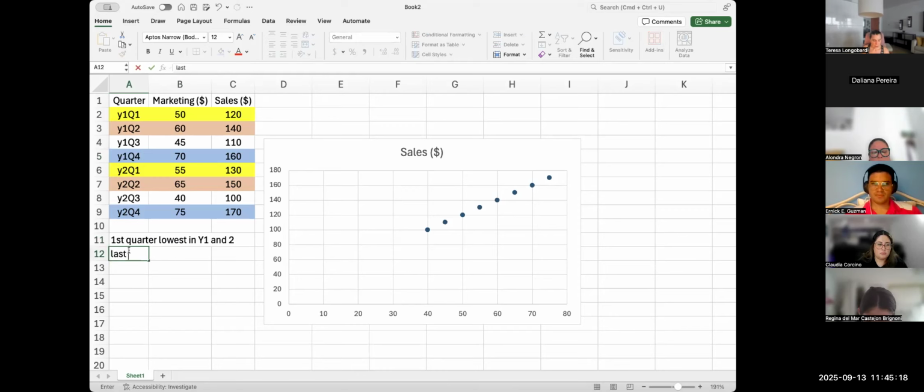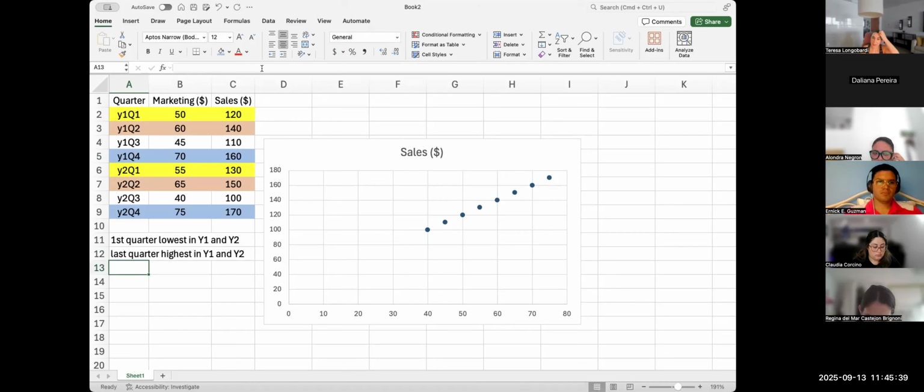So last quarter, highest, and I mean the highest of all, right? In year 1 and 2. Preguntas. You guys following? So that's what they're talking about, the fluctuations. But the pattern is there. If they spend more, they get more sales. Punto. All right, so now let's get the information.